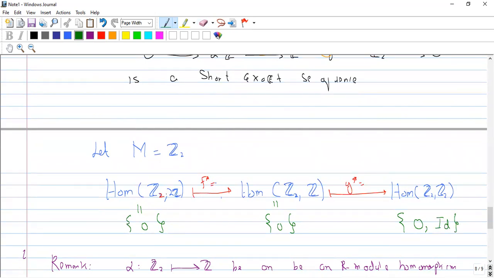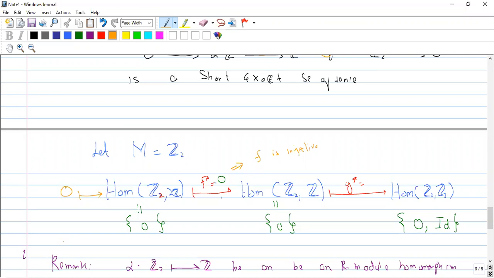Now class, if this is a zero map and this is a zero map, so it shows that F star is also a zero map, which implies that F is injective, क्योंकि zero map injective होता है, so that's why we can introduce zero here.